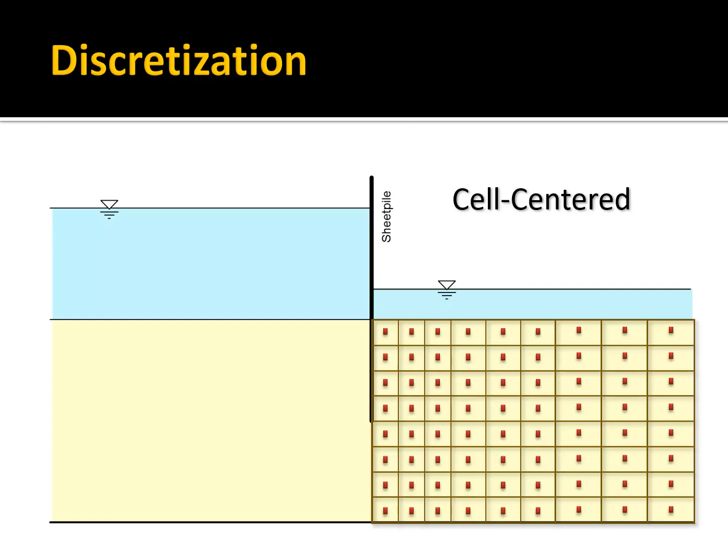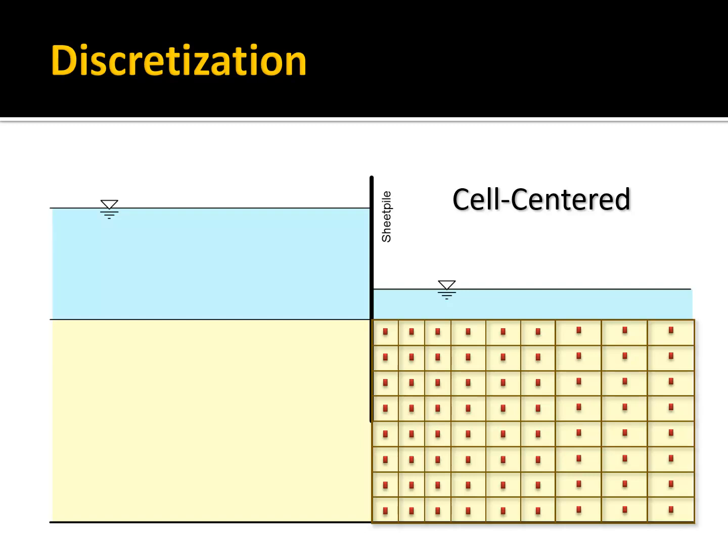So the way the finite difference method works is you discretize your problem into a series of cells. Typically, they are ordered in rows and columns. And there are two ways to formulate the cells. This is a cell-centered finite difference grid.